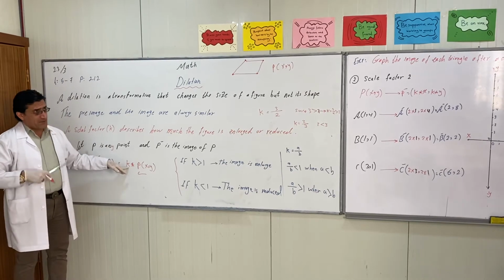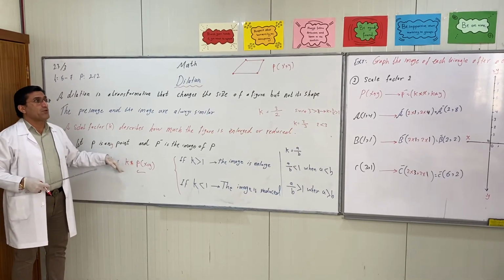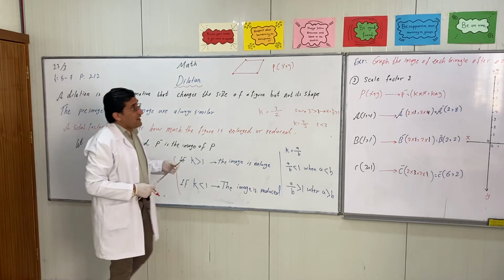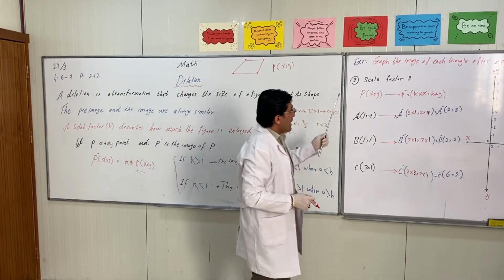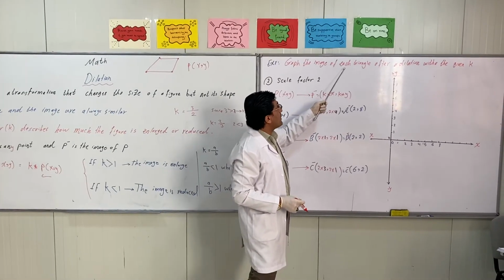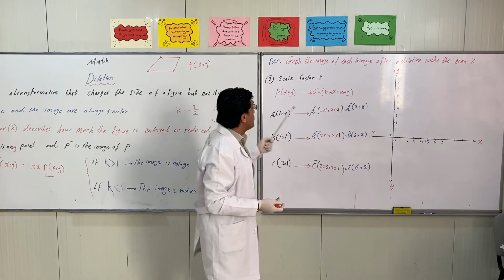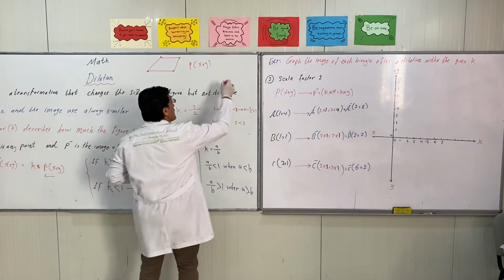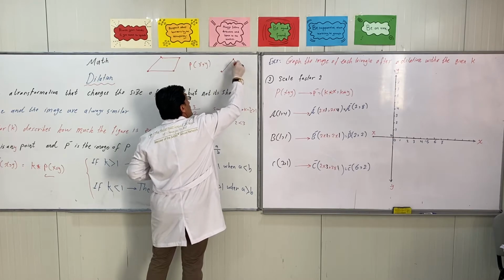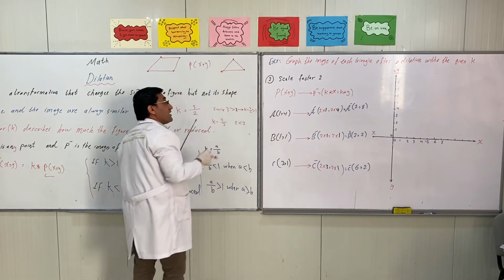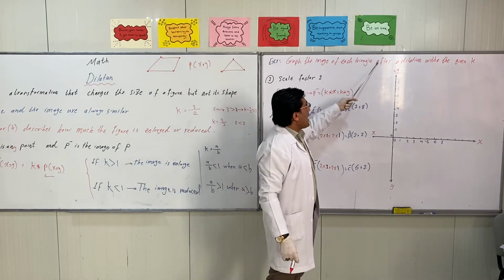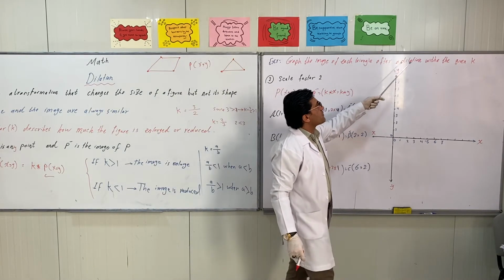K might be given or might not be given, but you can find it from the information. For example, in this question: graph the image of each triangle. Not each point, but the triangle, which is connected by 3 points. If we can find the image of the 3 points, we can find the image triangle.